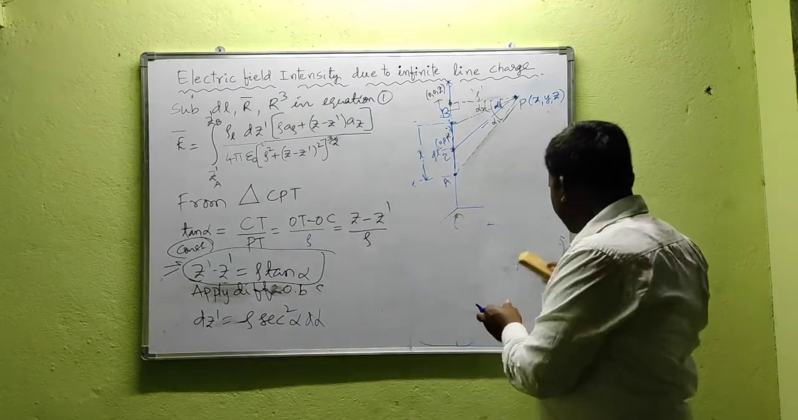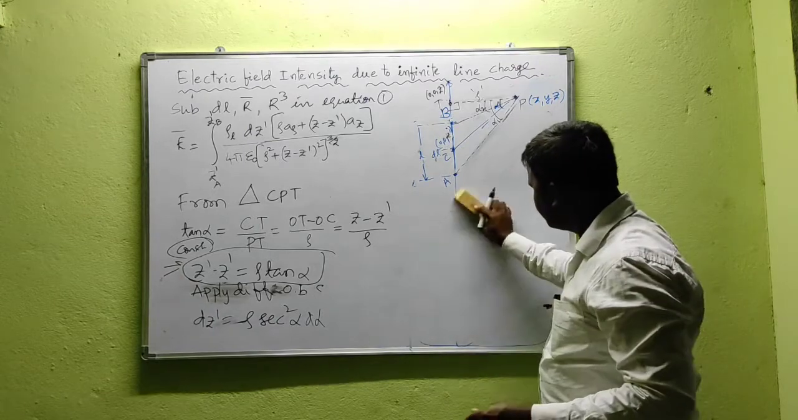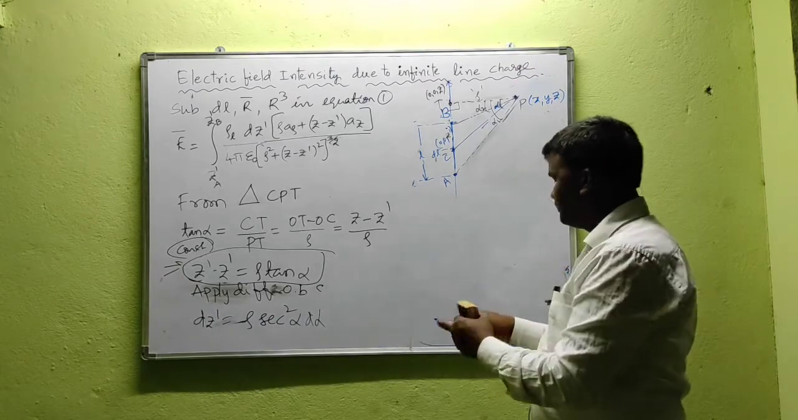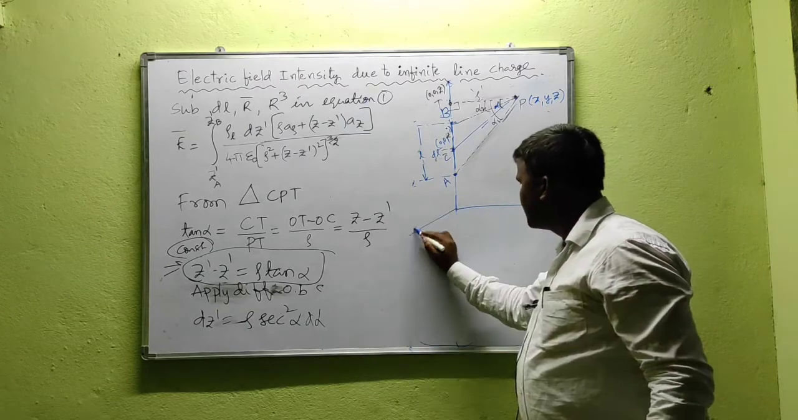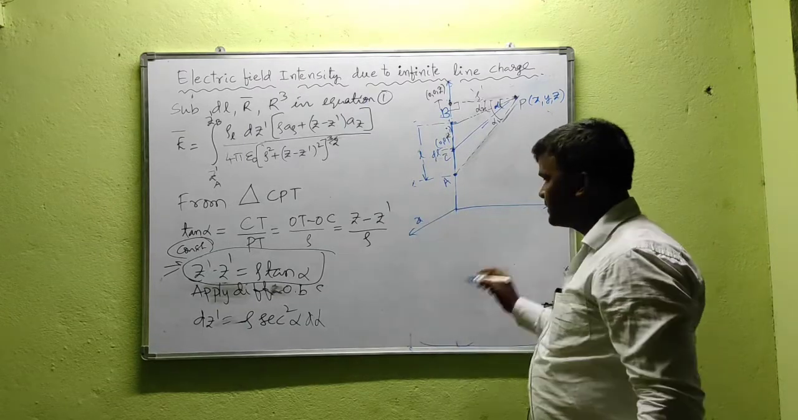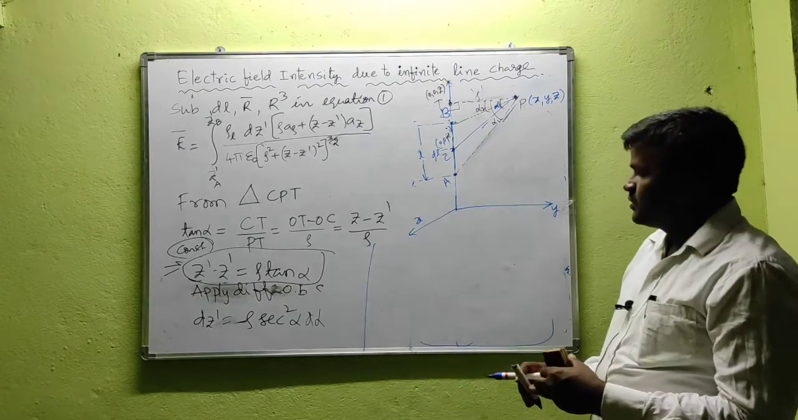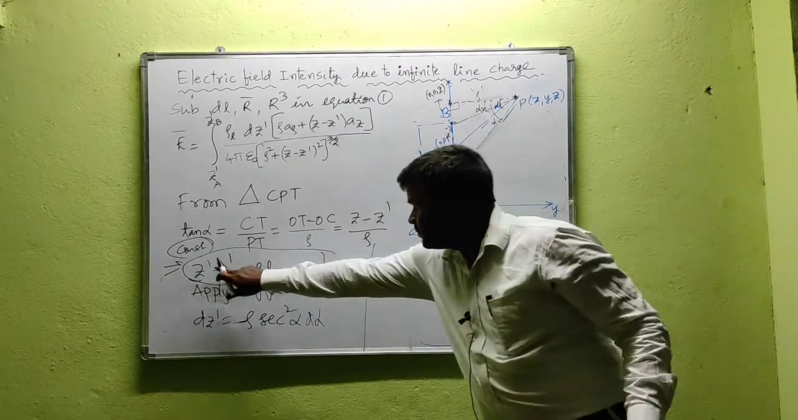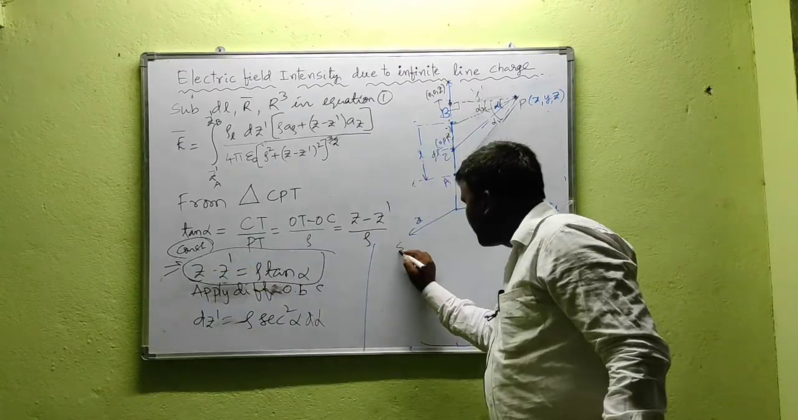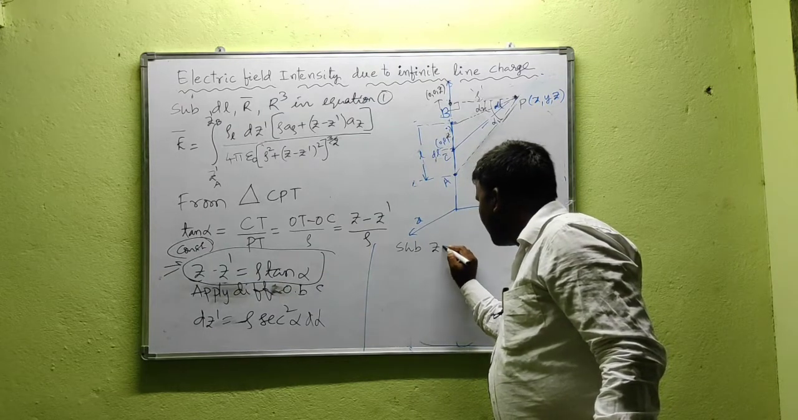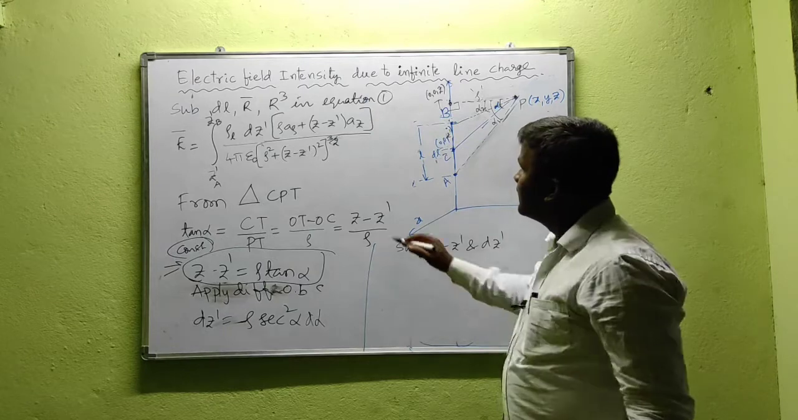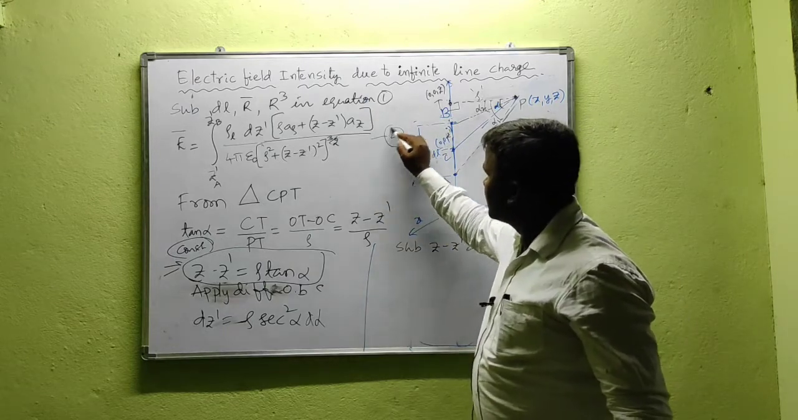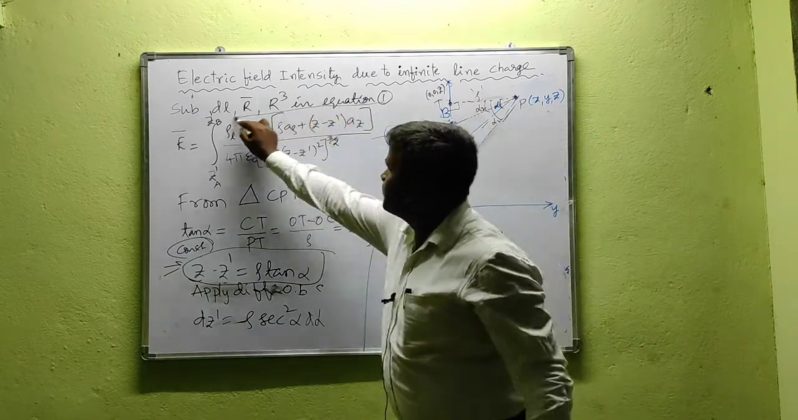Now we can write, sorry, it is x axis, y axis, z axis. Now substitute z minus z dash and dz dash in equation 2. Let us take this as equation 2.